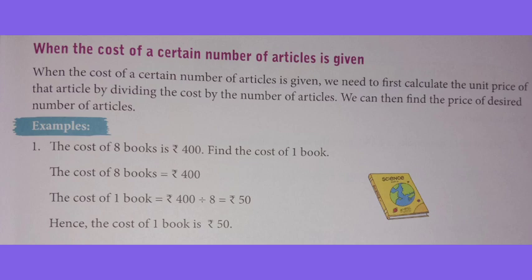When the cost of a certain number of articles is given, we need to first calculate the unit price of that article by dividing the cost by the number of articles. We can then find the price of the desired number of articles. Look at the example here. The cost of 8 books is rupees 400. Find the cost of one book. The cost of one book is rupees 400 divided by 8, which equals rupees 50. Hence the cost of one book is rupees 50.